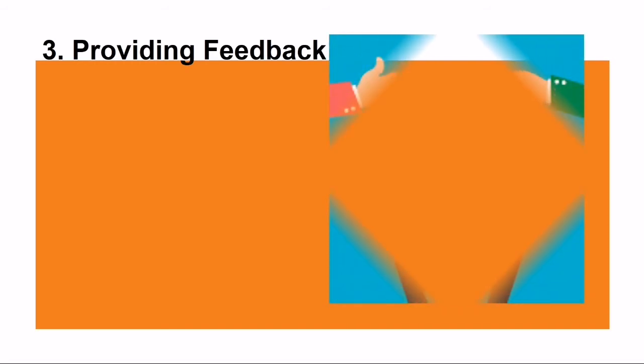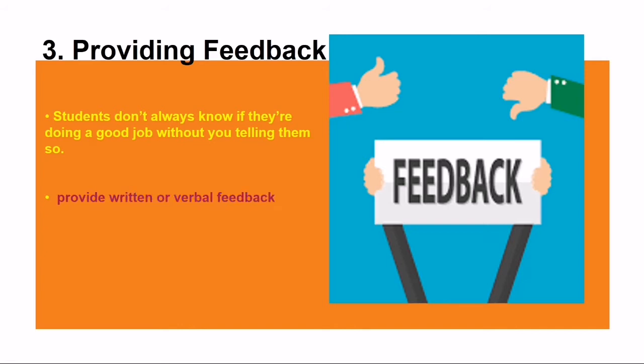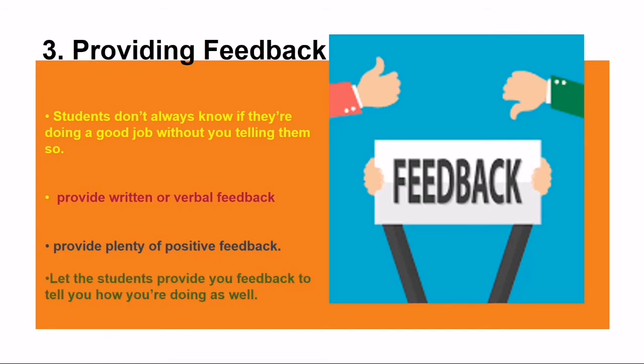Number 3. Providing feedback. Students don't always know that they are doing a good job without you telling them so. Regularly provide written or verbal feedback for individual or group assignments and make this part of your classroom culture. Remember that students often don't know why something is wrong. So whenever you have free time, try to explain to them why you marked something incorrect on a test or an assignment.